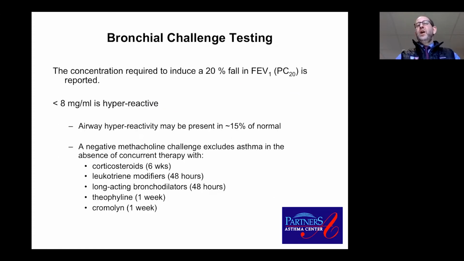So the concentration required to induce a 20% fall in FEV1 is called the provocative concentration 20, PC20, and that's what's reported out in the tests. And again, less than 8 milligrams per ml is hyperreactive. It's present in several people that are healthy that do not have asthma, so it alone is not enough to make the diagnosis, but it is highly characteristic of asthma to have hyperreactive airways. A negative challenge excludes asthma in most people, but it's important that it's done off medicines. And you can see that each of these medicines can have an impact, sometimes just for 48 hours, sometimes for 6 weeks on this test.